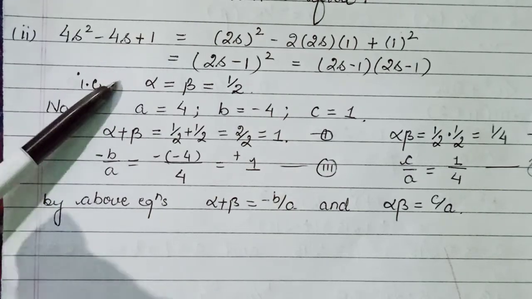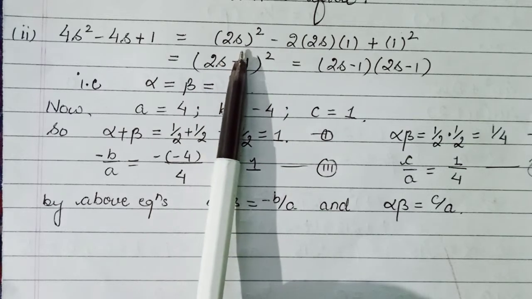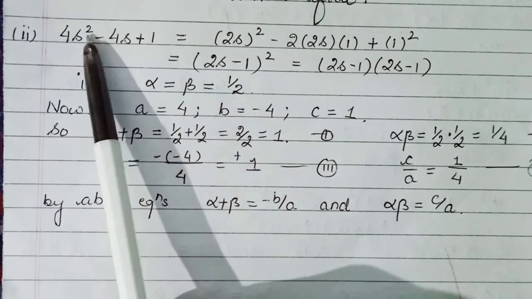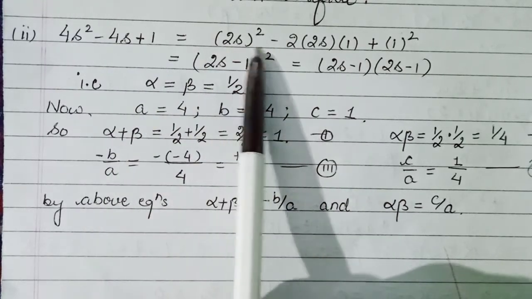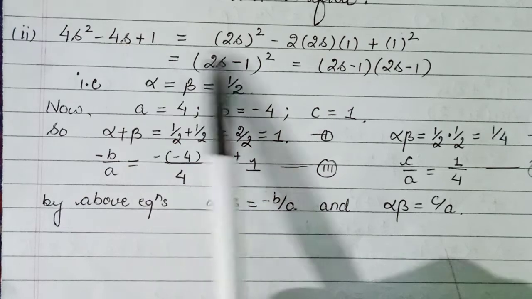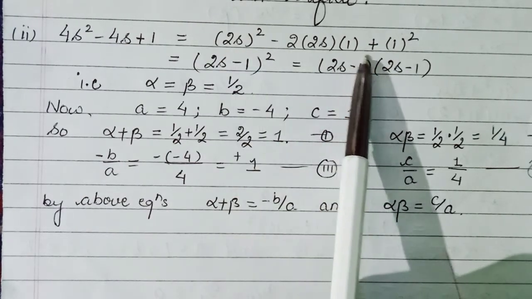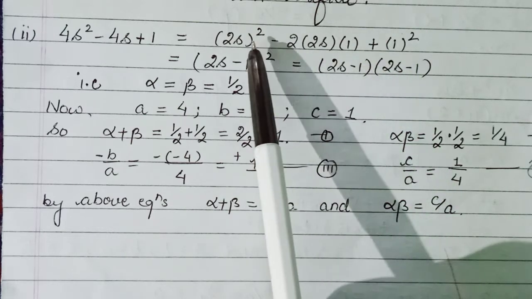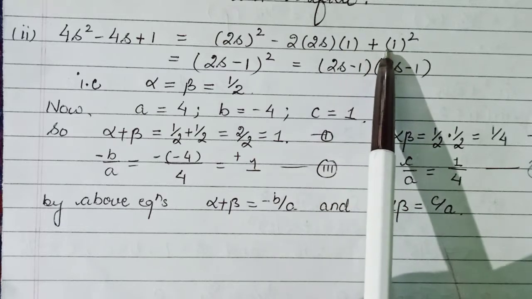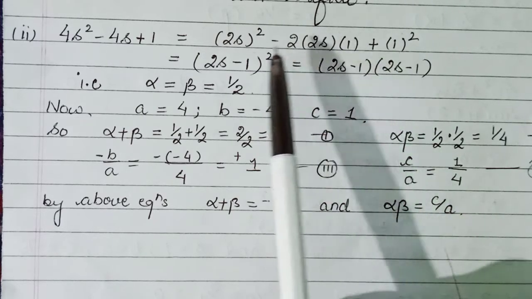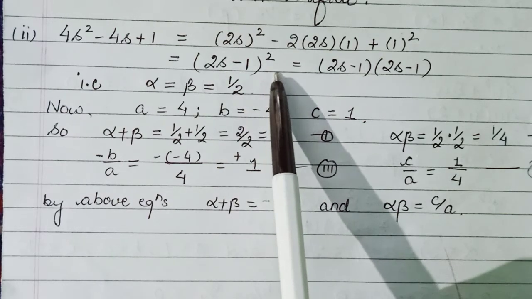What I've done here is I can observe that this particular expression is also satisfying an identity. So I have utilized that here. You may do it by splitting, no issues. So the first one, if you see, is 2s whole square. This product term can be written as minus of 2 into 2s into 1, and you have a 1 square. So this is satisfying your a square minus 2ab plus b square. So we can write it as a minus b whole square. So our a was 2s, and it becomes 2s minus 1 whole square.